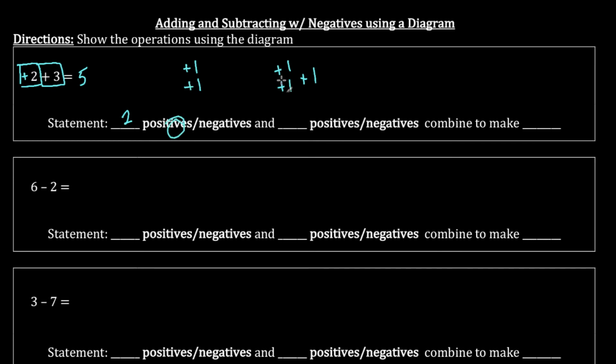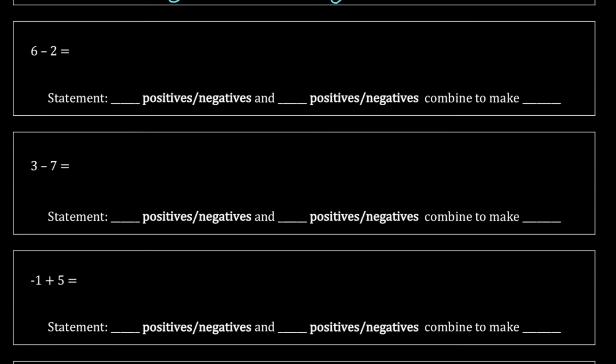And you have 3 positive signs. And then together, when you put all these together, like so, you get positive 5. Positive 5. Let's do it again.